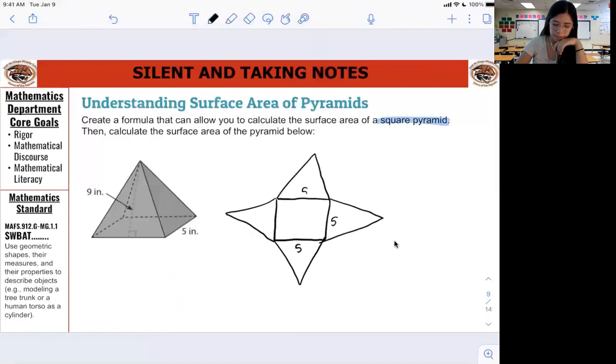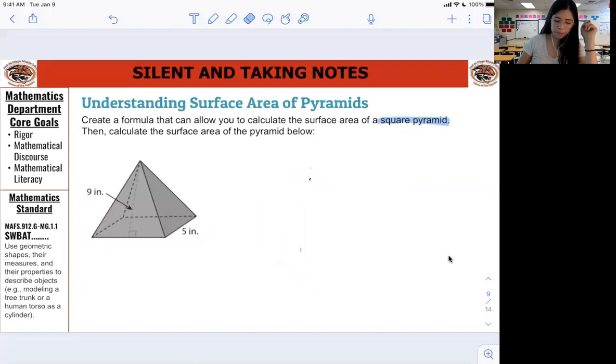All of these are 5 units. And then they give us the height. They say the height is 9 units. So that's 9, 9 for all of them. Questions on how to make this net? All right, cool. Well, I'm going to erase it because now let's make our formula.